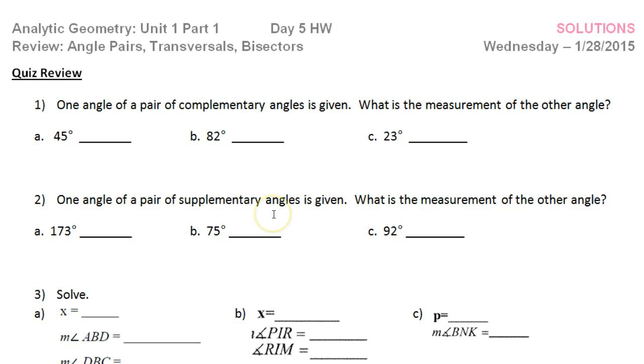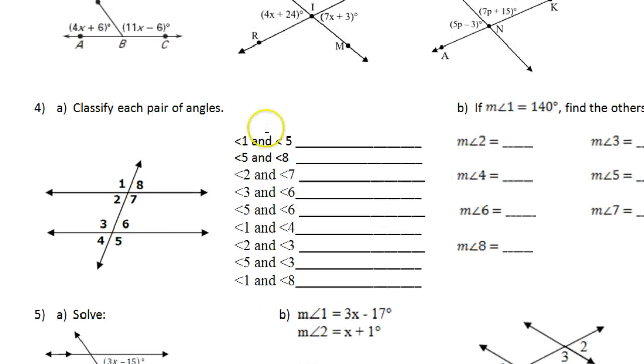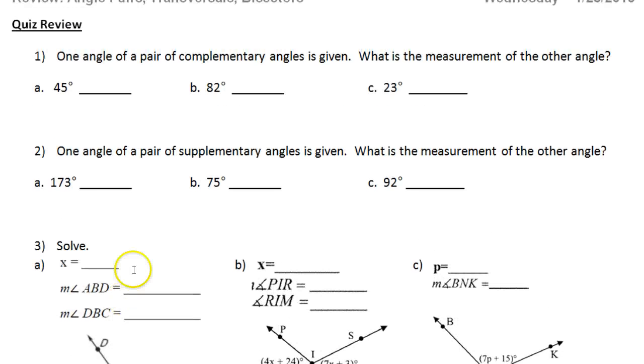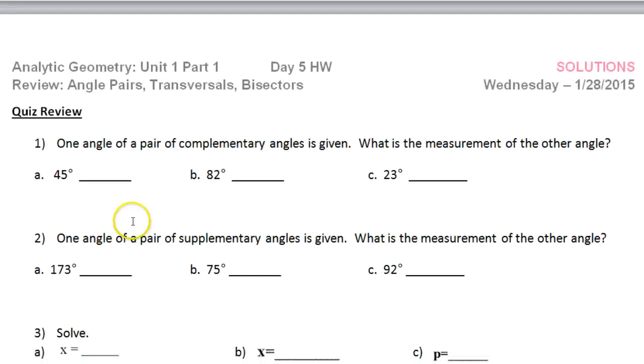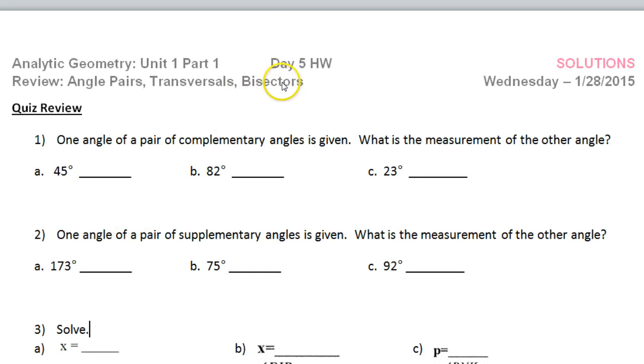Okay, this is part one of a review of what we've done so far in this unit. We've talked about angle pairs, and a lot of those had to do with transversals, when you have parallel lines cut by a transversal. I'm talking about this type of deal. That made a lot of angle pairs as well. So we'll talk about that and bisectors.